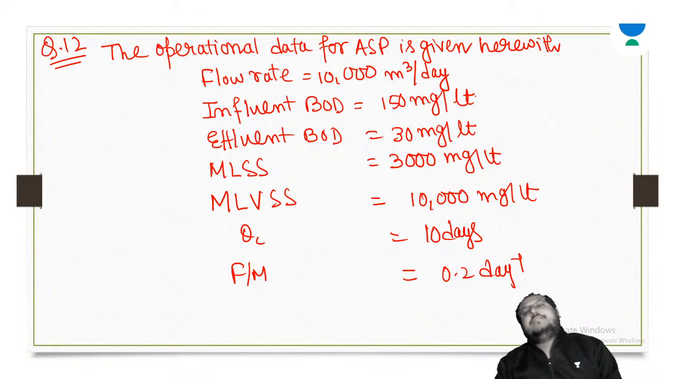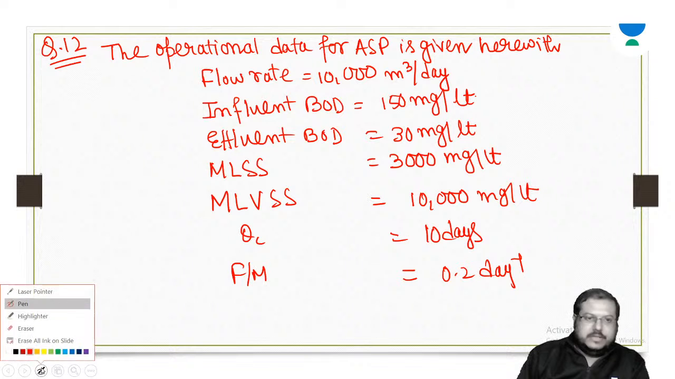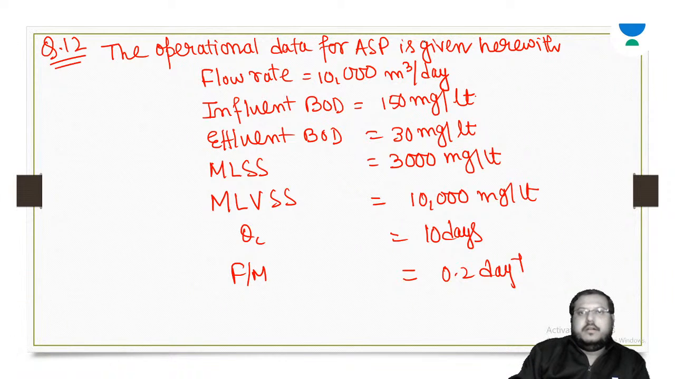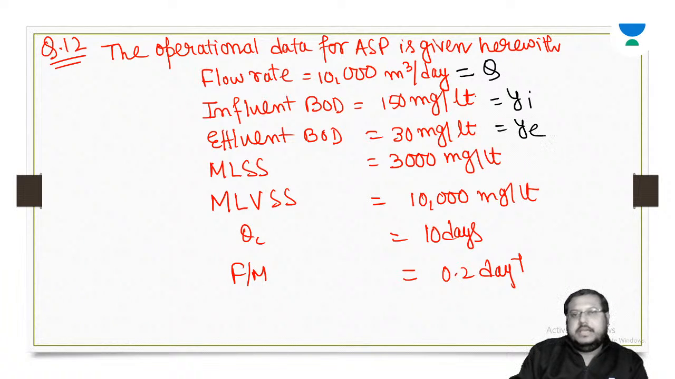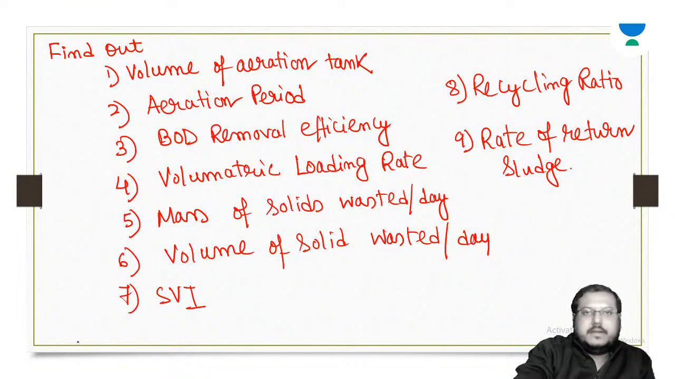The operational data for ASP is given herewith. So what is given, plus find out the notations. Flow rate is Q only. Influent BOD is Yi, effluent is Ye, and MLSS is X. MLVSS is Xu, and the rest of the things are provided. So let's solve the question. First of all, volume of aeration tank.